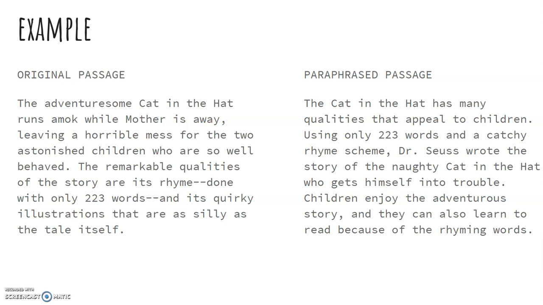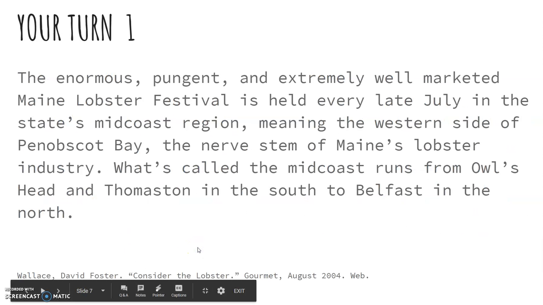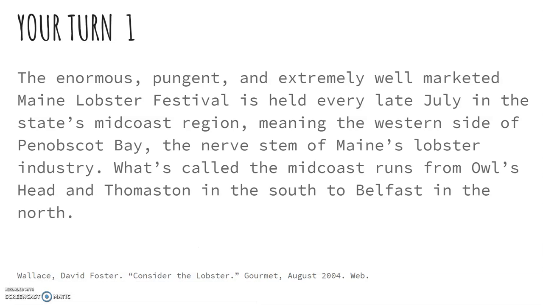Now, here's the test. What I'd like you to do is look at this passage, your turn number 1. The enormous, pungent, and extremely well-marketed Maine Lobster Festival is held every late July in the state's mid-coast region, meaning the western side of Penobscot Bay, the nerve center of Maine's lobster industry. What's called the mid-coast runs from Owls Head to Thomaston in the south to Belfast in the north. Your job, you don't need to rewrite this paragraph, but I would like you to paraphrase the paragraph in your writing notebook. We will check this when we come back to group.